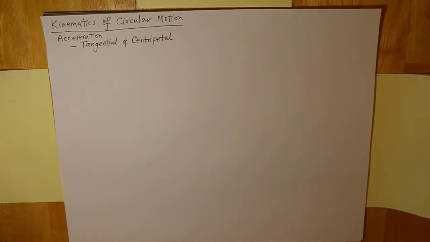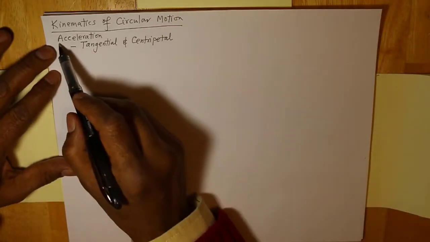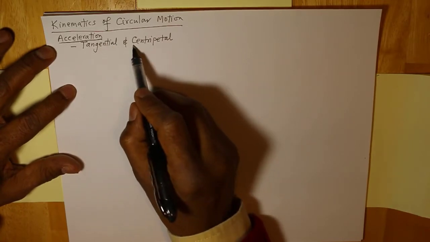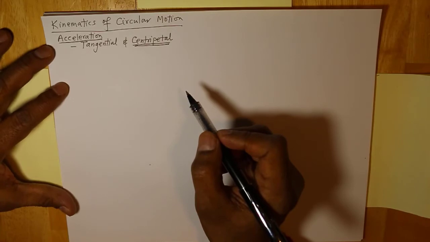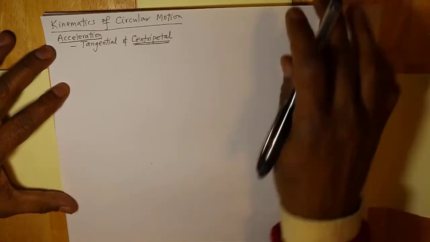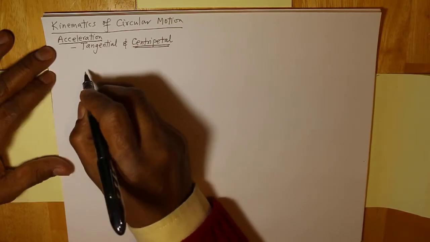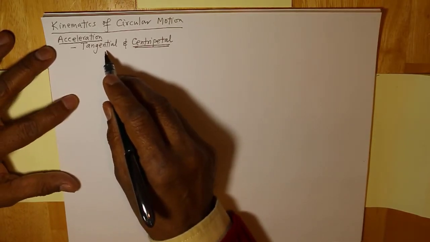Welcome again to another video on circular motion. Today we're going to talk acceleration. More generally, we talked about centripetal acceleration. So let's just briefly review what I mean by centripetal acceleration, and then we introduce another thing called tangential acceleration.